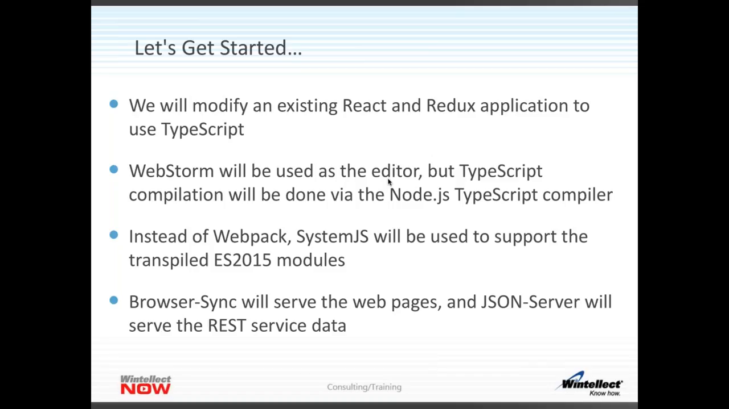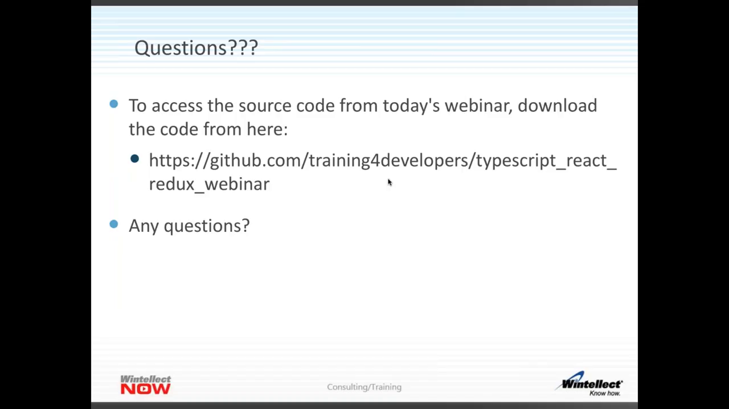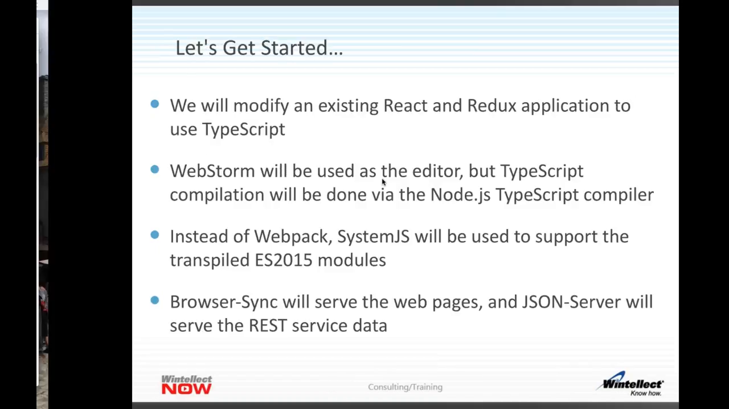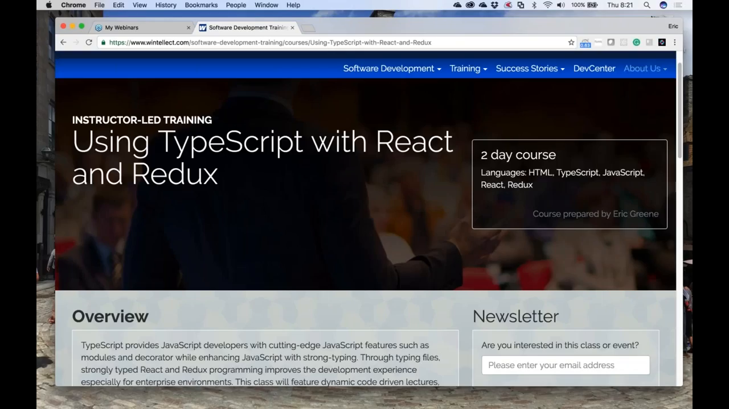with React and Redux. So we're simply going to run the TypeScript compiler, have it do the compiling for us, and we're going to use System.js to actually load up our modules for us. And then we're going to use Browser Sync to serve up our web pages, and then we're going to use JSON Server to basically serve up our REST service data. All right, so let's go ahead and get started with this.